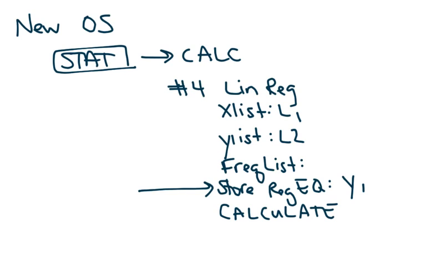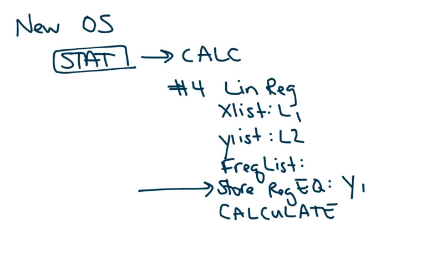If you have the new operating system, a screen pops up that says XList and it should say L1, and YList should say L2. If they don't, you can change them. You'll notice that above the number keys, above 1 is L1 and above 2 is L2. You just use second and those buttons to change them. Frequency list, we're going to ignore. You don't need it. But on the fourth line where it says Store RegEQ, which is store regression equation, we're going to put Y1 in there.